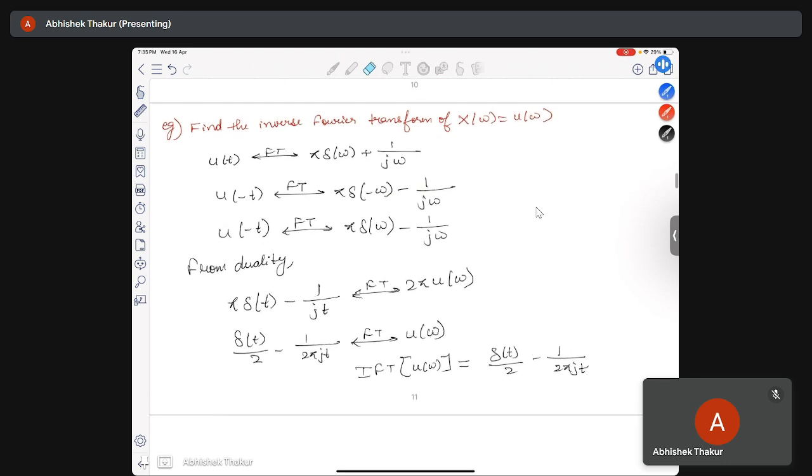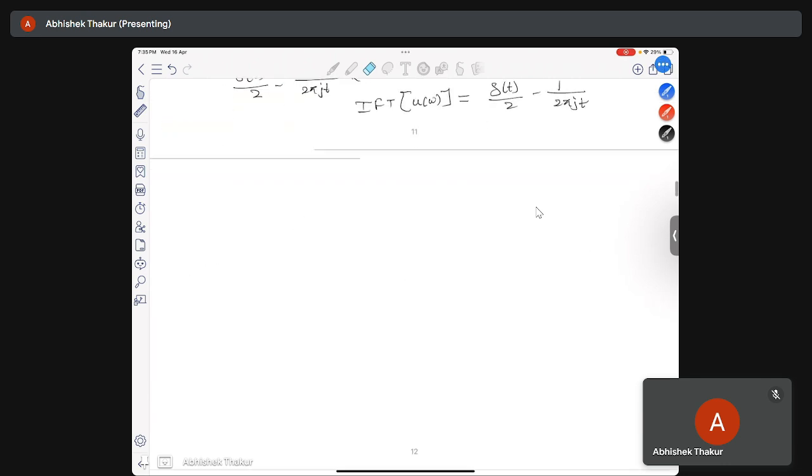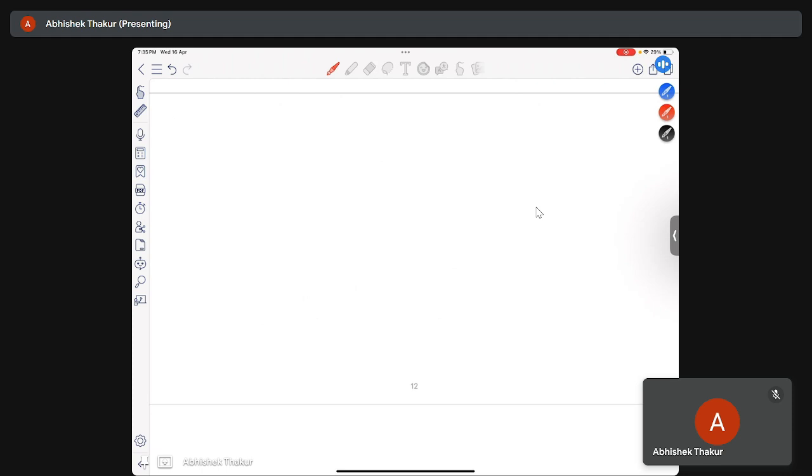Now we will see the Z transform also, because lots of topics were taught with respect to Z transform and filters in this course.